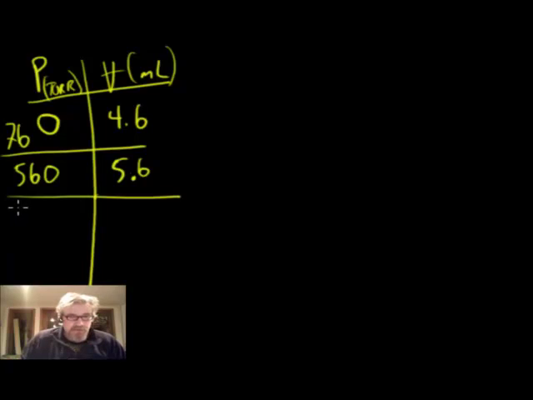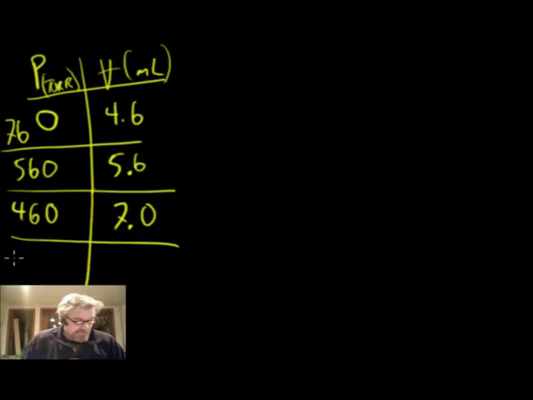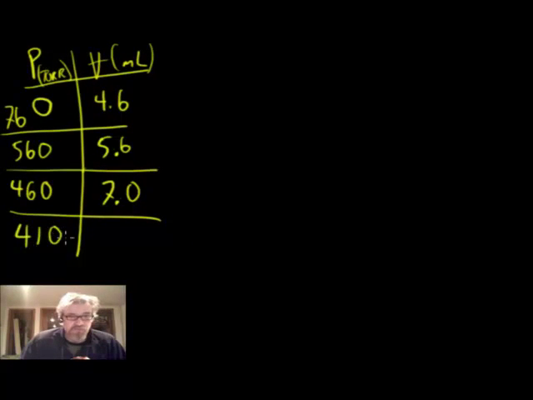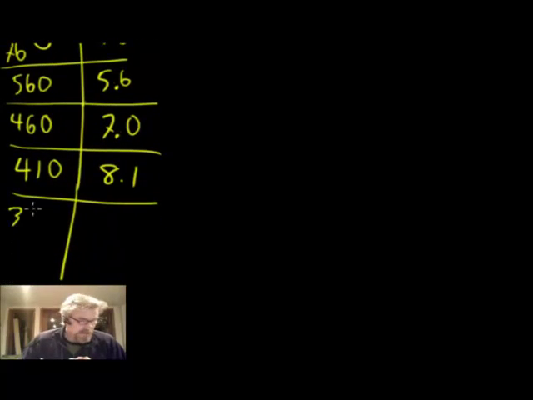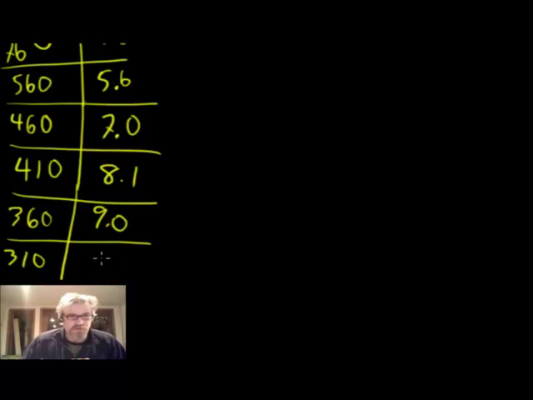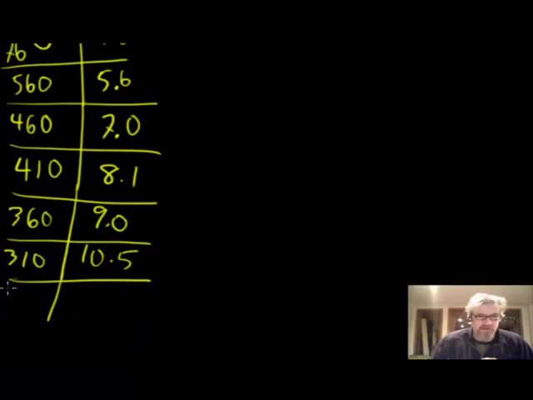At negative 300 pressure, in other words 760 minus 300, or 460 torr, the volume was 7. At minus 350, which would be 410 millimeters of mercury, or 410 torr of pressure, the volume was 8.1. At minus 400, or 360 torr of pressure, 9.0. At minus 450, which is 310 torr of pressure, our volume was 10.5.